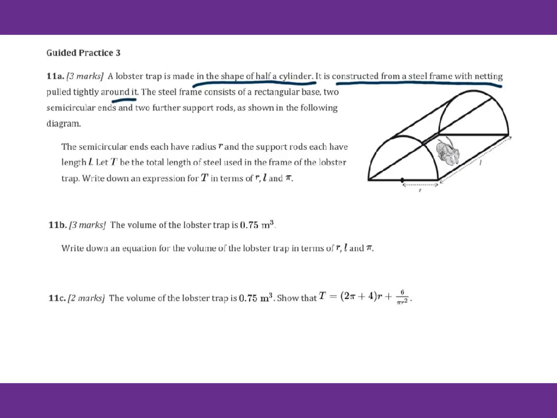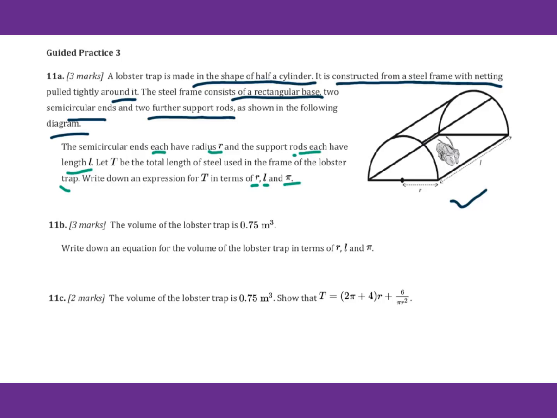The steel frame consists of a rectangular base, two semicircular ends, and two further support rods as shown in the following diagram here. The semicircular ends each have a radius r, and the support rods each have length L. Let T be the total length of steel used in the frame of the lobster trap. Write down the expressions for T in terms of r, L, and pi.